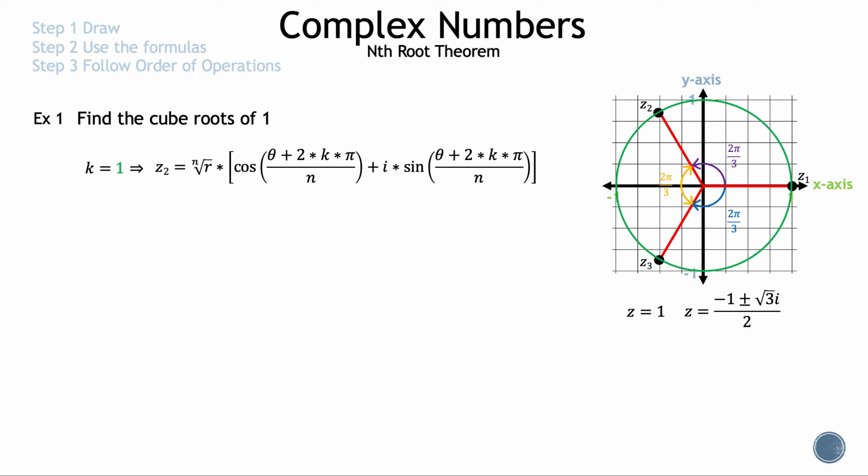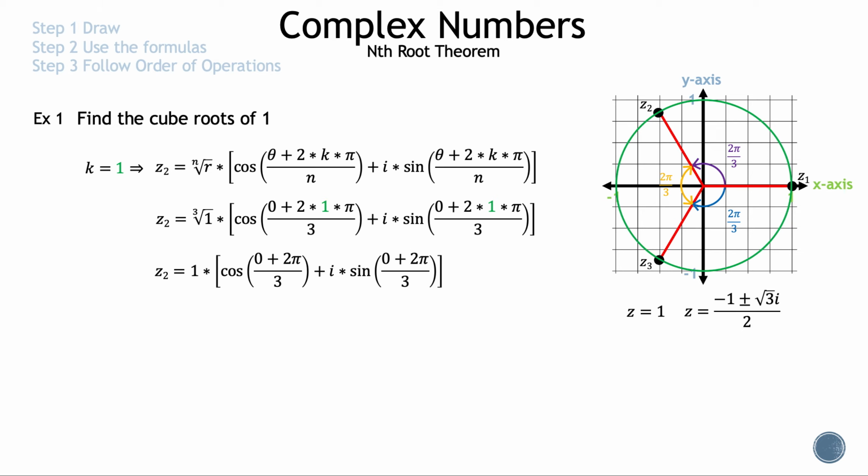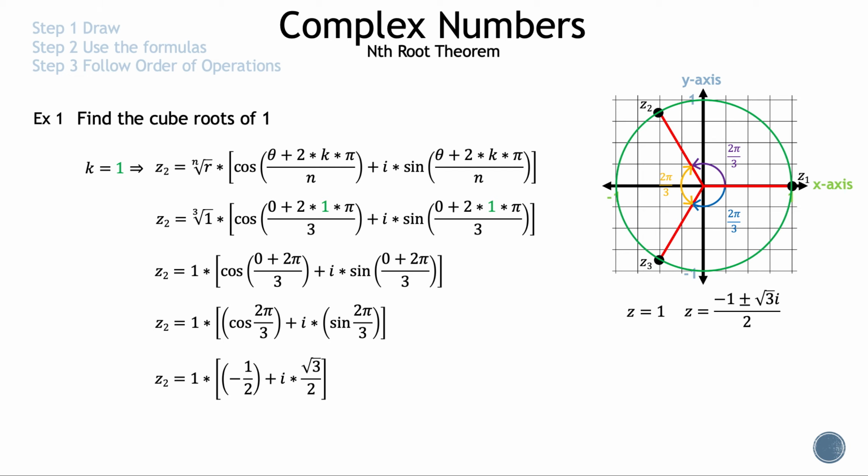Let's move on to when k is 1. Let's find the second cube root by substituting 1 for k and 1 for r. And the cube root of 1 is 1, and 2 times 1 times pi is 2 pi. And 0 plus 2 pi is 2 pi. And cosine of 2 pi over 3 is negative half. And sine of 2 pi over 3 is square root of 3 halves. So we have 1 times the quantity of negative half plus I square root of 3 halves. And the result of that is negative half plus square root of 3 halves I. And that is the second complex number.